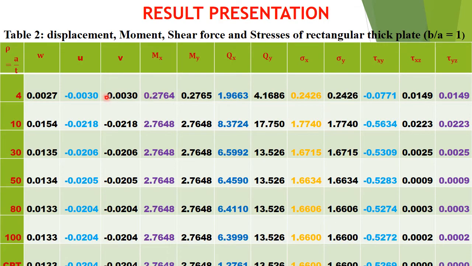Using the result of the equations, having known that W is the deflection, U is the in-plane displacement along the x-axis, V is the in-plane displacement along the y-axis. Then Mx is the moment along the x-axis, My is the moment along the y-axis, Qx is the shear force along the x-axis, and Qy is the shear force along the y-axis.